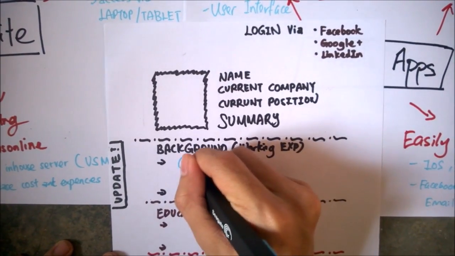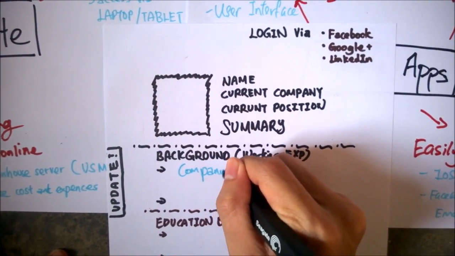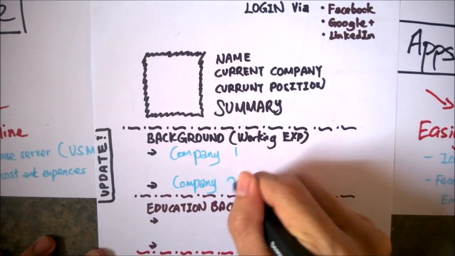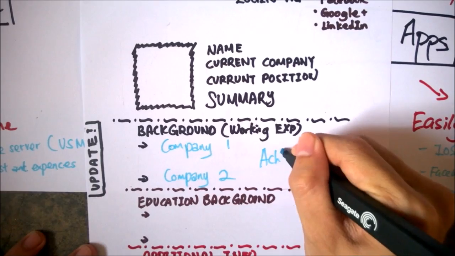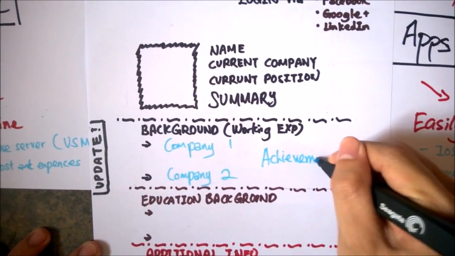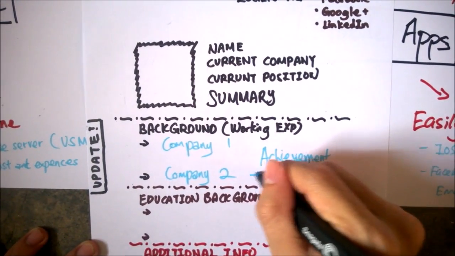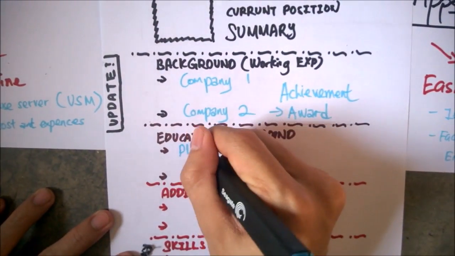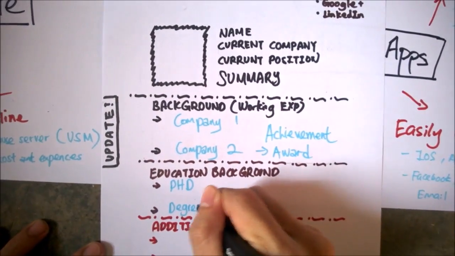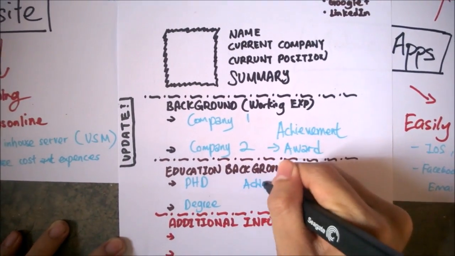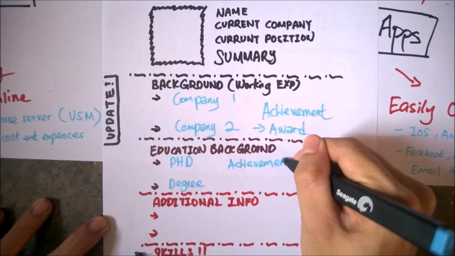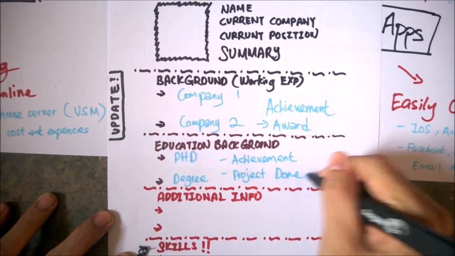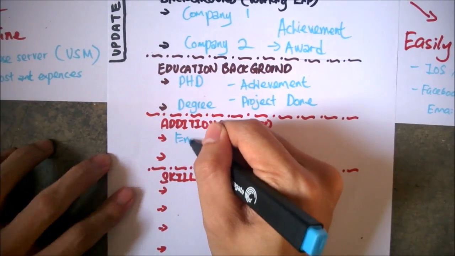And for the user interface, I will go through what the product would be like. First, there is personal detail, which consists of your photo, your name, and your company. Next, there is your background, which shows your previous company and also the achievements and awards that you received. Other than this, there is also the education background, which records your education degree or your achievements and also the projects that you've done throughout the period.